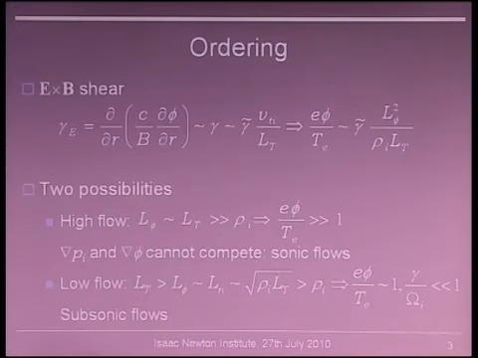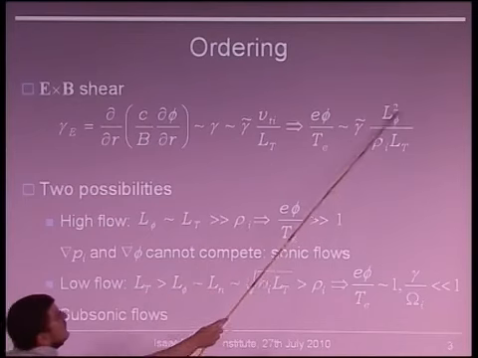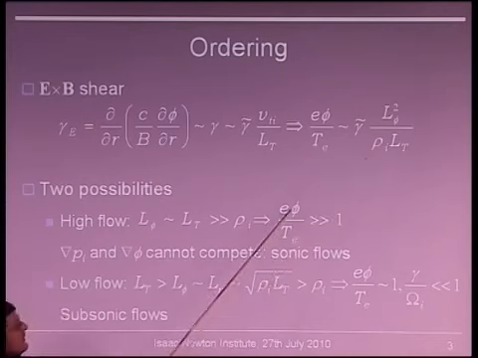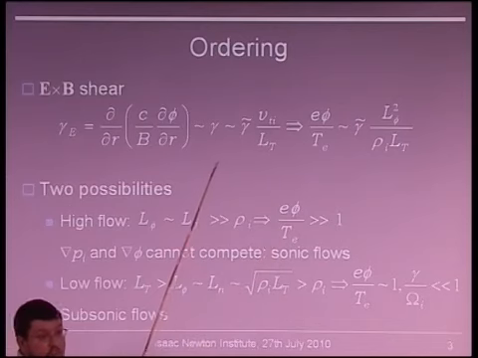So there are two possibilities. One of them is what I think almost anyone that has done any pedestal is going for, and that is you have high flow, in which you order the potential scale length as the temperature scale length and make that much bigger than the ion gyroradius. Then you get that according to this scaling, the size of the potential itself has to be much bigger than the thermal energy in the plasma.